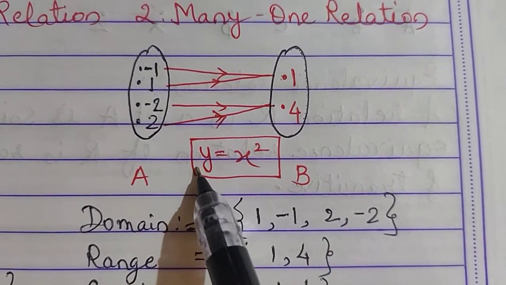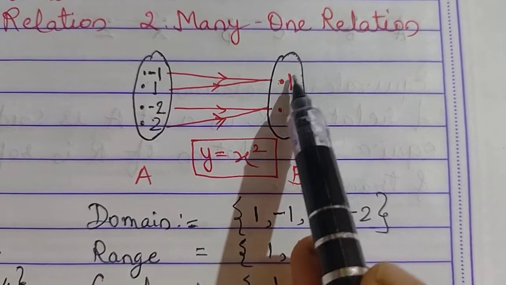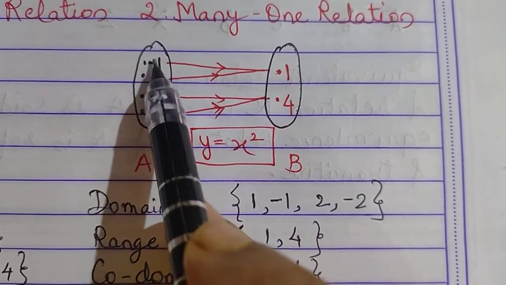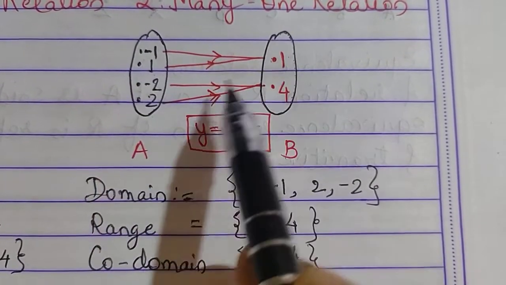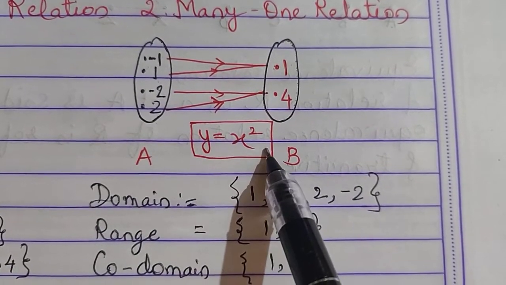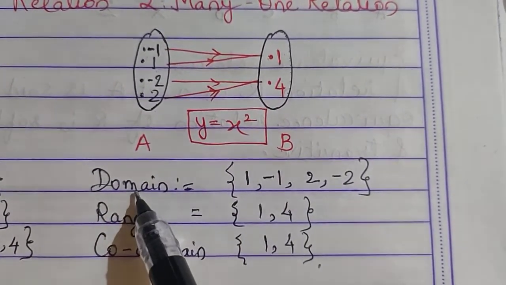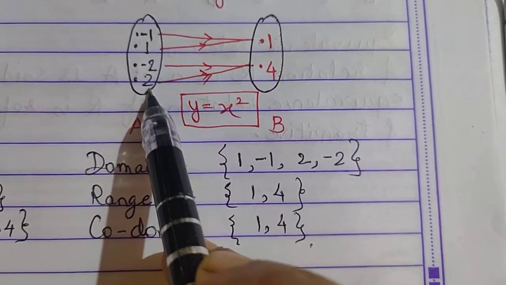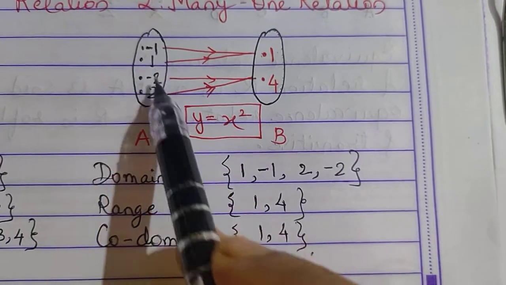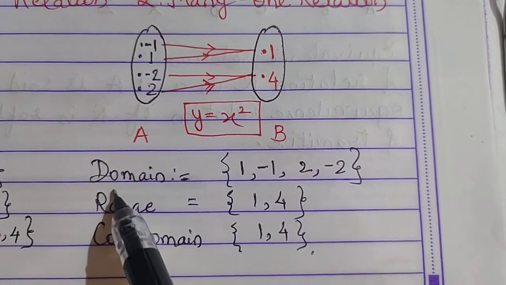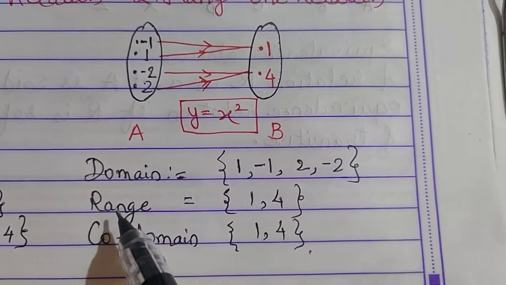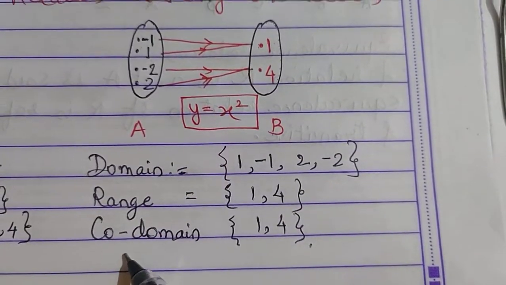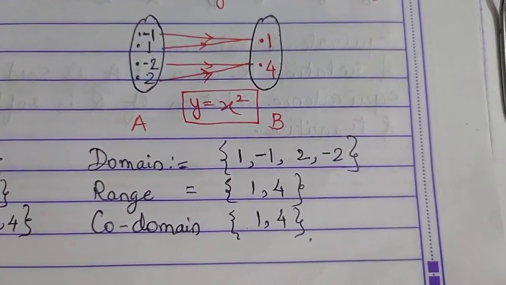Here we can generalize this as y is equal to x square. These are y, these are x. So y is equal to x square. -1 square is 1, 1 square is 1. Okay, so in this way we can write the relation. Then the domain. Here what is the domain? -1, 1, -2, 2. These are the pre-images, and the set of pre-images is called the domain. Then the set of images is the range. Range is 1 and 4. Codomain is also 1, 4.